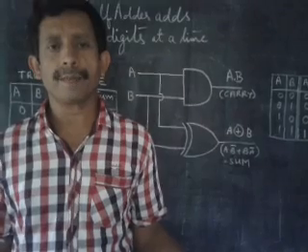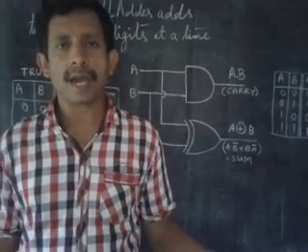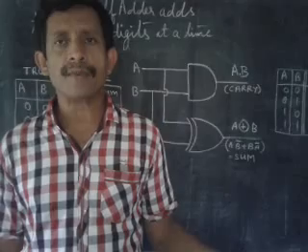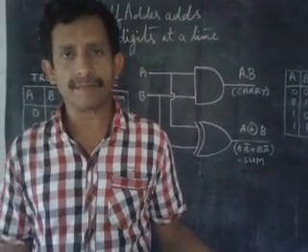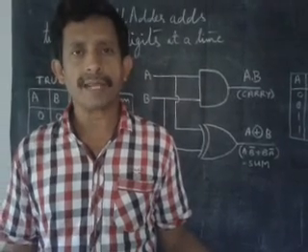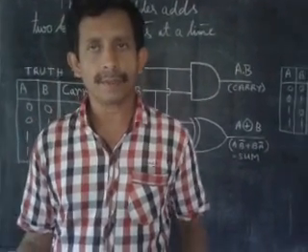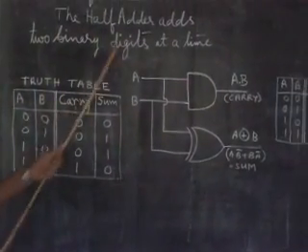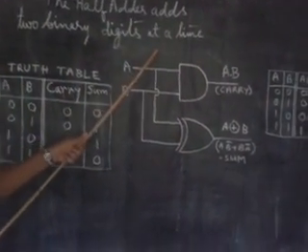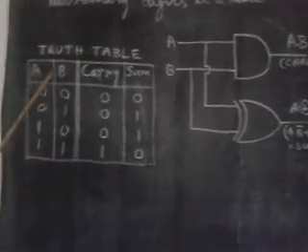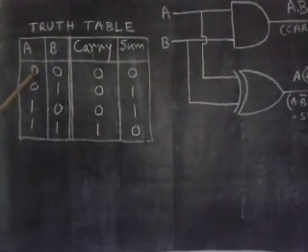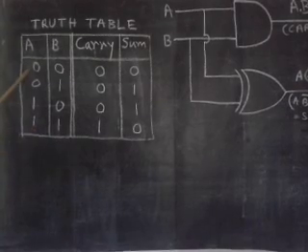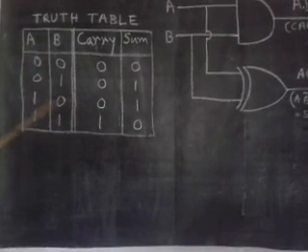In this video, I am explaining the half adder. A half adder is a circuit configuration which adds two binary digits at a time. Look here. The half adder adds two binary digits at a time. So the possible inputs for a half adder, A and B, are 0 0, 0 1, 1 0, 1 1.